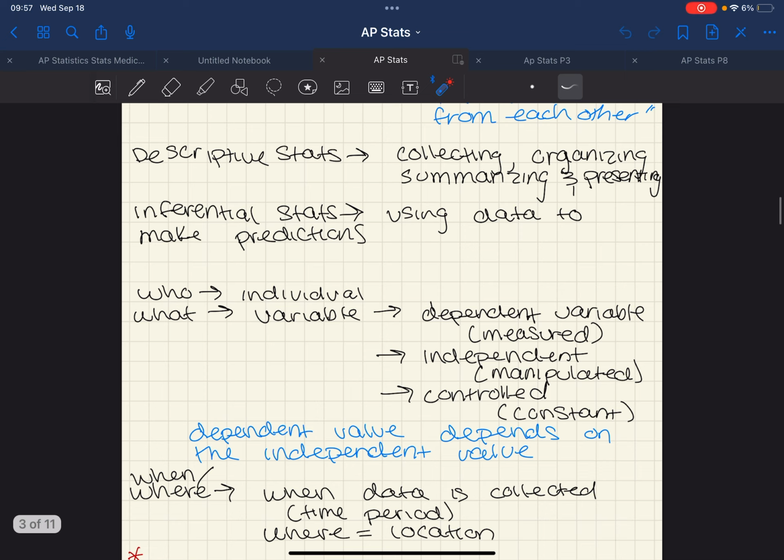Okay, in this course, we're going to talk about 2 different types of statistics. We're going to talk about descriptive, so that's what we've been doing so far, and then inferential stats. So descriptive is where we, as the individual, are collecting, organizing, summarizing, and presenting the data ourselves. Inferential stats is where we are using other people's data or old data to make predictions.